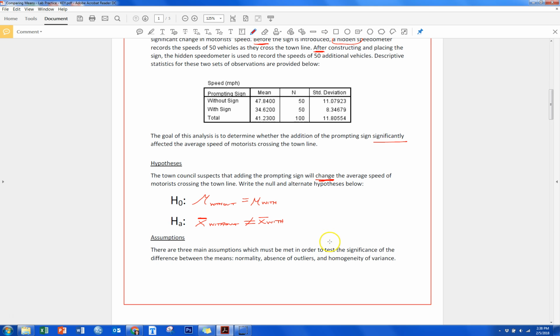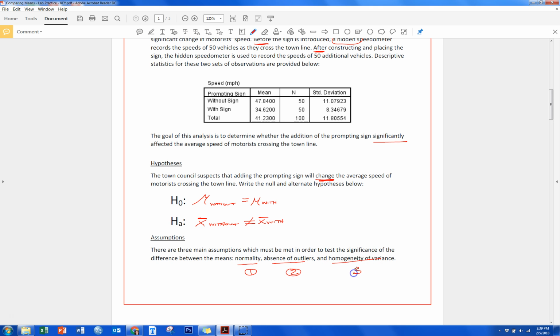Okay? The assumptions. So before we get into a statistical test, there's always certain assumptions that we have to consider. If the assumptions are not met, we cannot have confidence in our results. And there are three assumptions that we're going to be looking at when we're testing the significance of the difference between the means. And these are going to be normality, assumption number 1, absence of outliers, assumption number 2, and homogeneity of variance, assumption number 3.